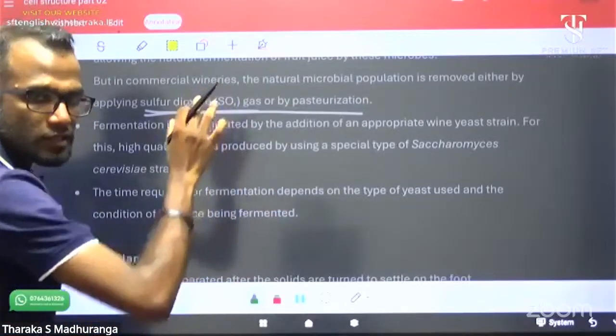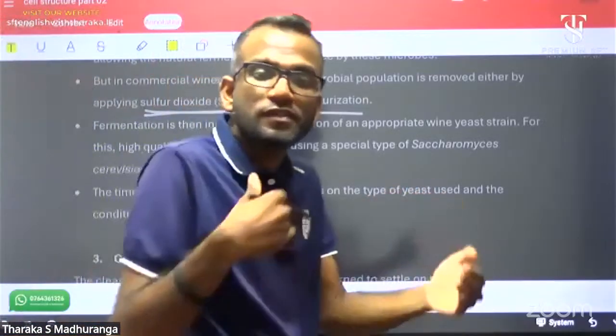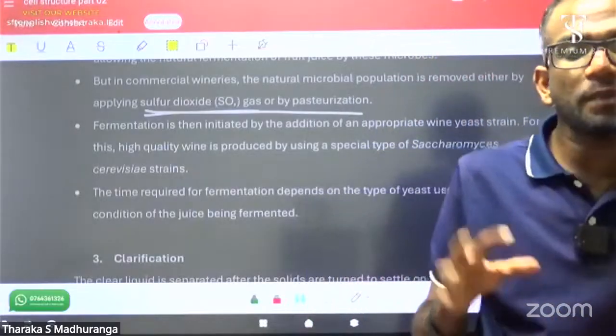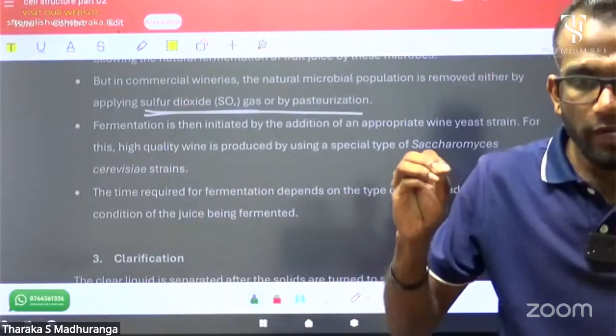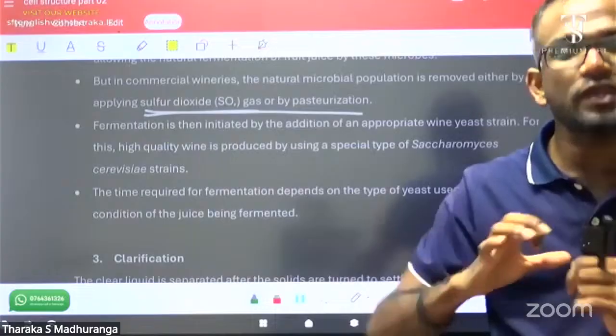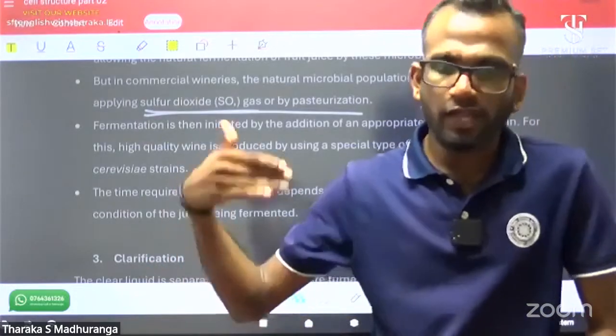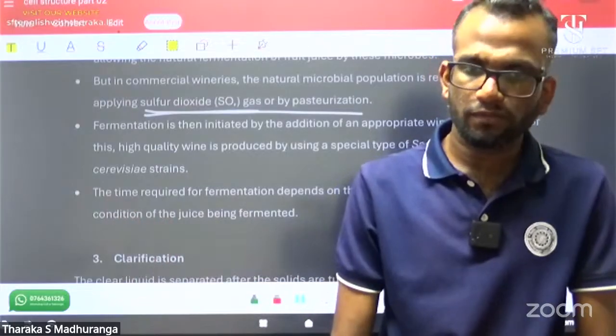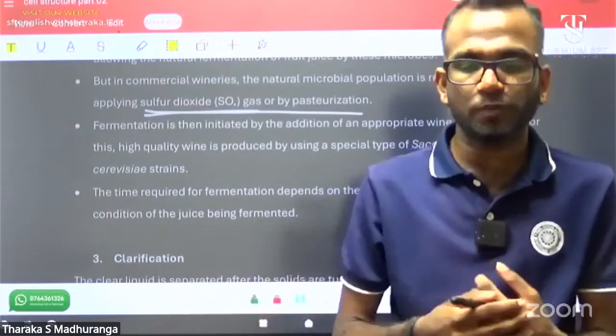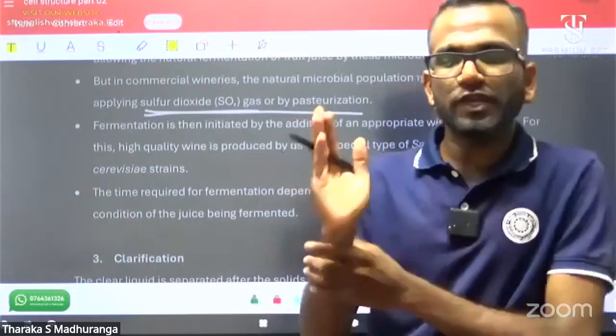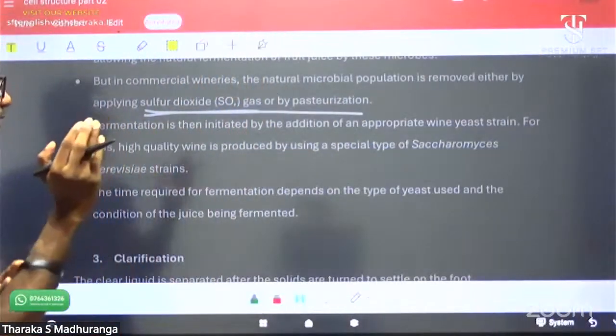After pasteurization, how do we pasteurize? Using sulfur dioxide. Then the microorganisms already available in the juice we can destroy, right? 99% we can destroy. 100% is not possible. 99% we can destroy, right?